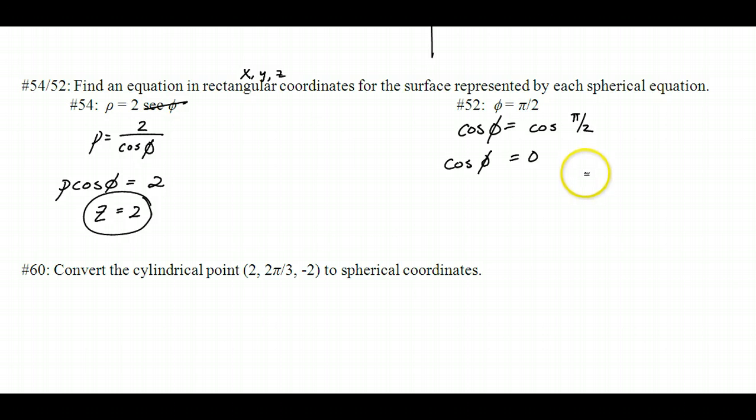And cosine phi is equivalent to, let's see, what can we do with cosine phi?